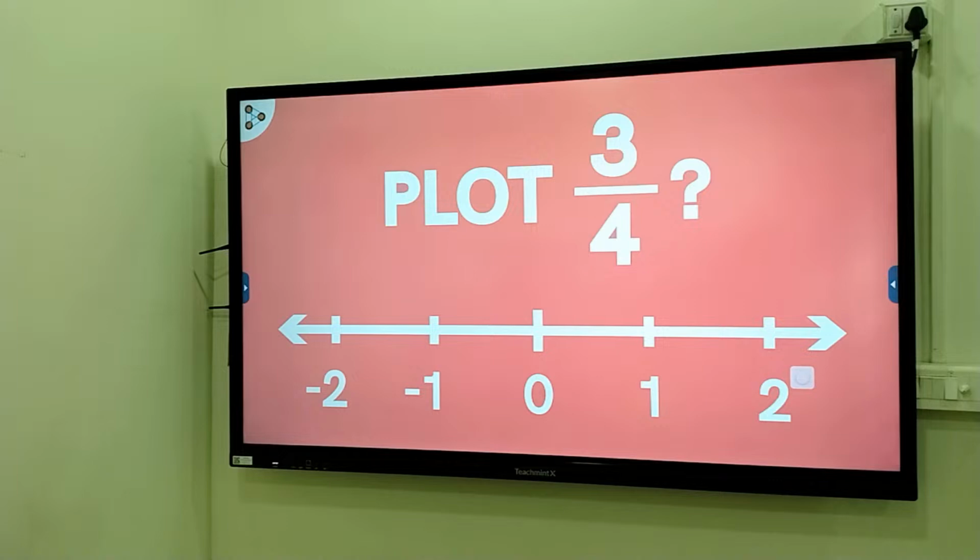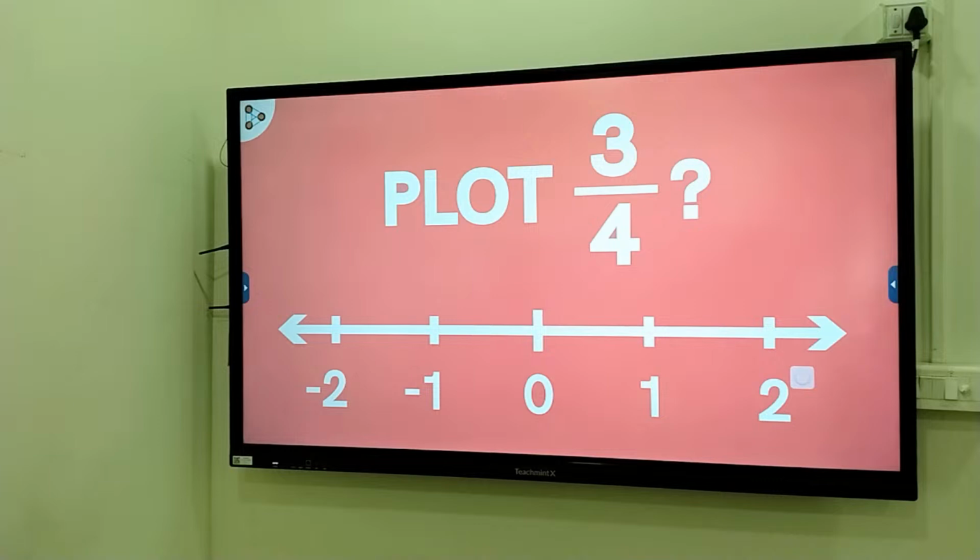Before we understand how to plot this, we need to understand a very crucial point. Every integer except 0 has a corresponding integer. The integer 1 has minus 1 as its corresponding integer. The integer 2 has minus 2 as its corresponding integer. Similarly, every negative integer will have a corresponding positive integer. This tells us that if we somehow manage to plot 3 by 4, we can mark a point at the same distance on the left-hand side of 0, which is minus 3 by 4.